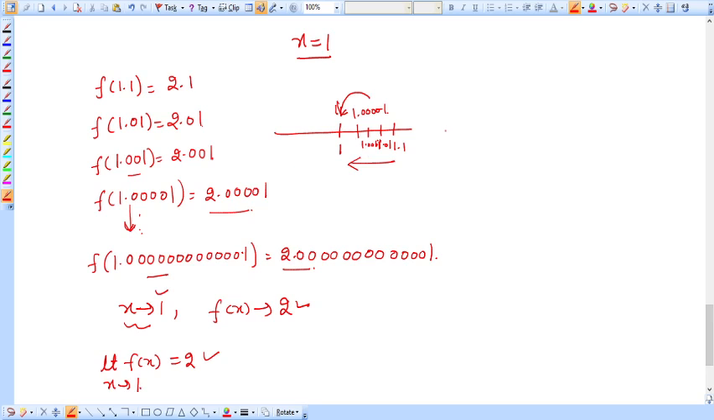Similar thing can be done from the left side, right? So we can try to see what is the value of f of x at 0.9. If you put the value x is equal to 0.9 in the equation, you get 1.9, right? So again, if you make this number a little bigger than earlier, that is 0.99, you will be getting the value 1.99. So a little bigger now again.